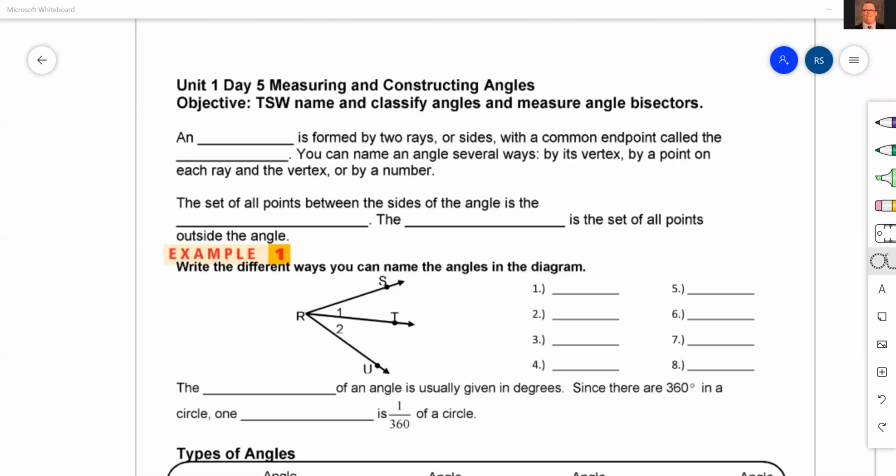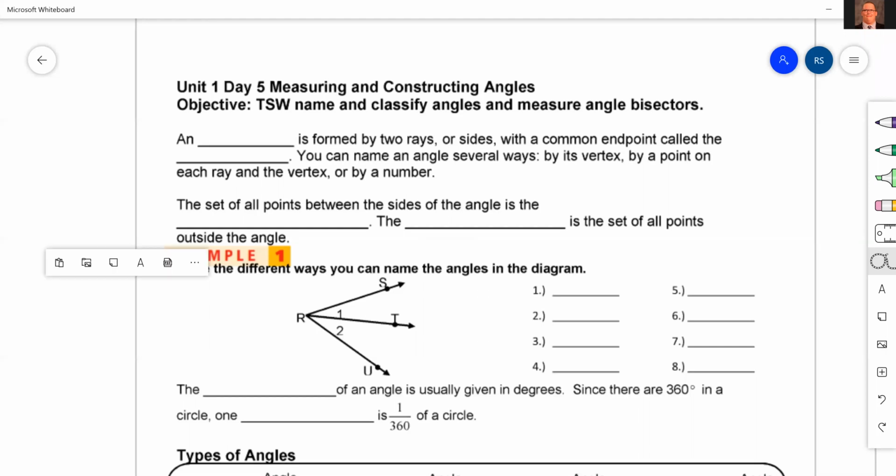And just like that, we're already at day 5 of Unit 1. So on day 4, we looked at measuring segments. Today, we're going to look at measuring and constructing angles. So first, let's talk a little bit about constructing the angles.